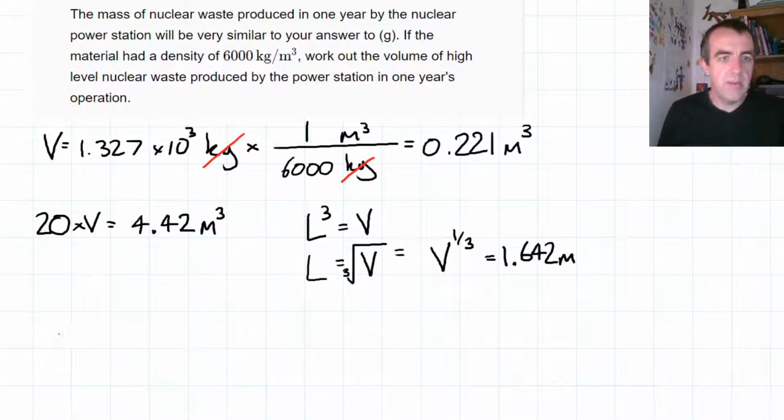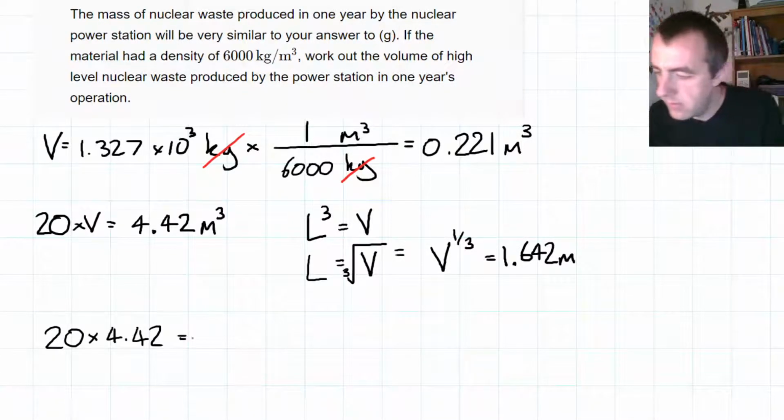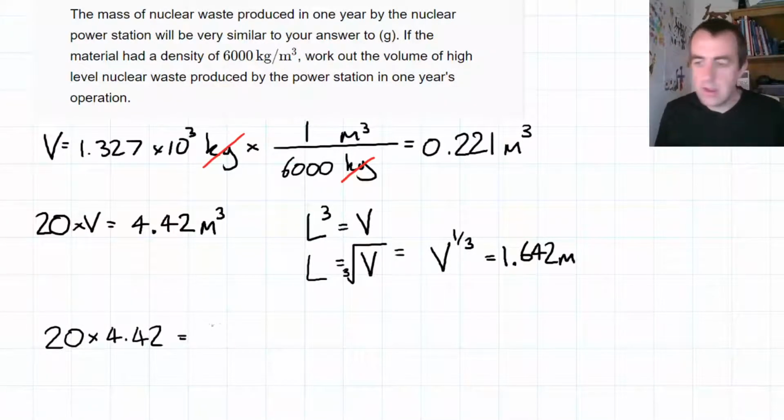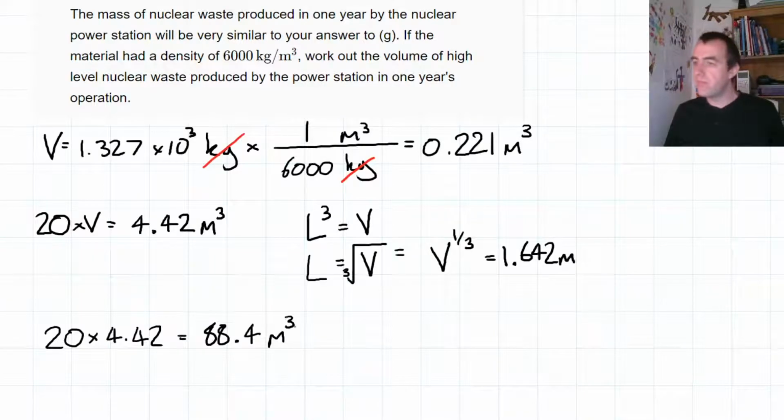So 20 times the volume is 20 times 4.42. Again, did I really need a calculator for that? That's 88.4 cubic meters.